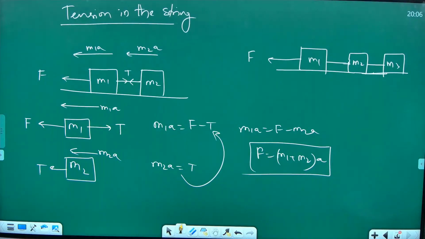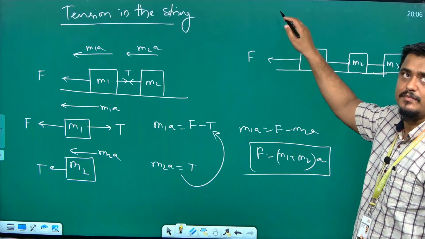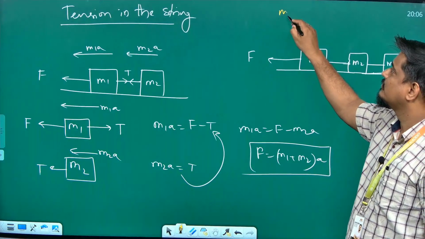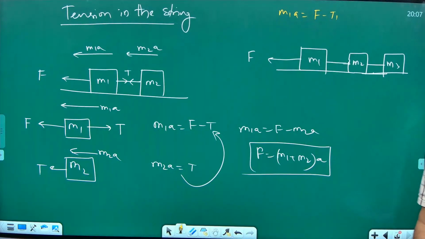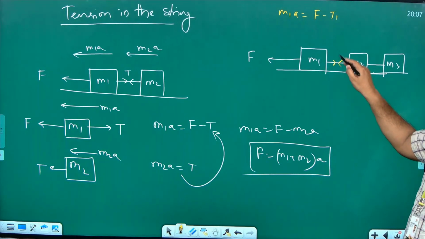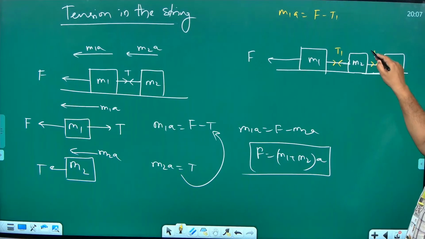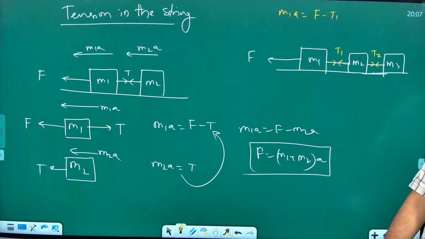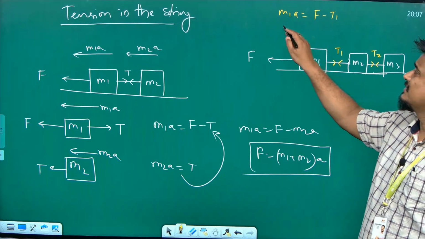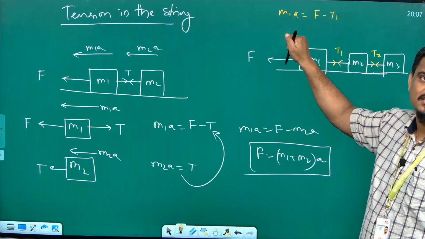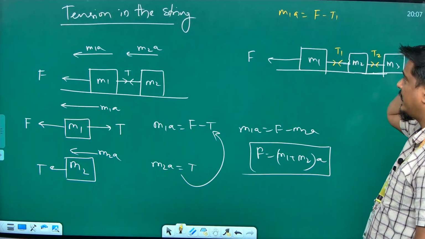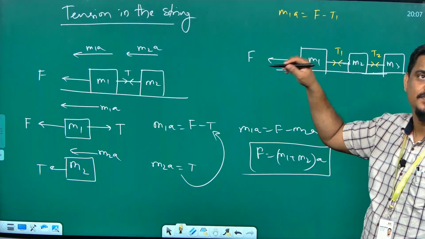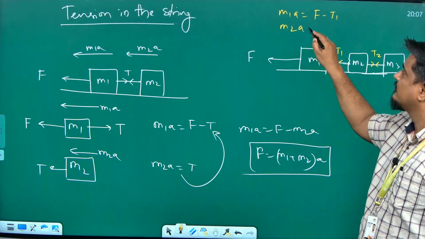Yashri, if you are hearing me, tell me what is the equation of the first body, m1. m1a is equal to F minus T1, sir. Very good. What is the equation for the second body, Karthikeyan? Fast. I hope you are listening. I am not able to hear you. Right, Tanya? You can try the second equation. Sir, m2a is equal to T1 minus T2. Good.